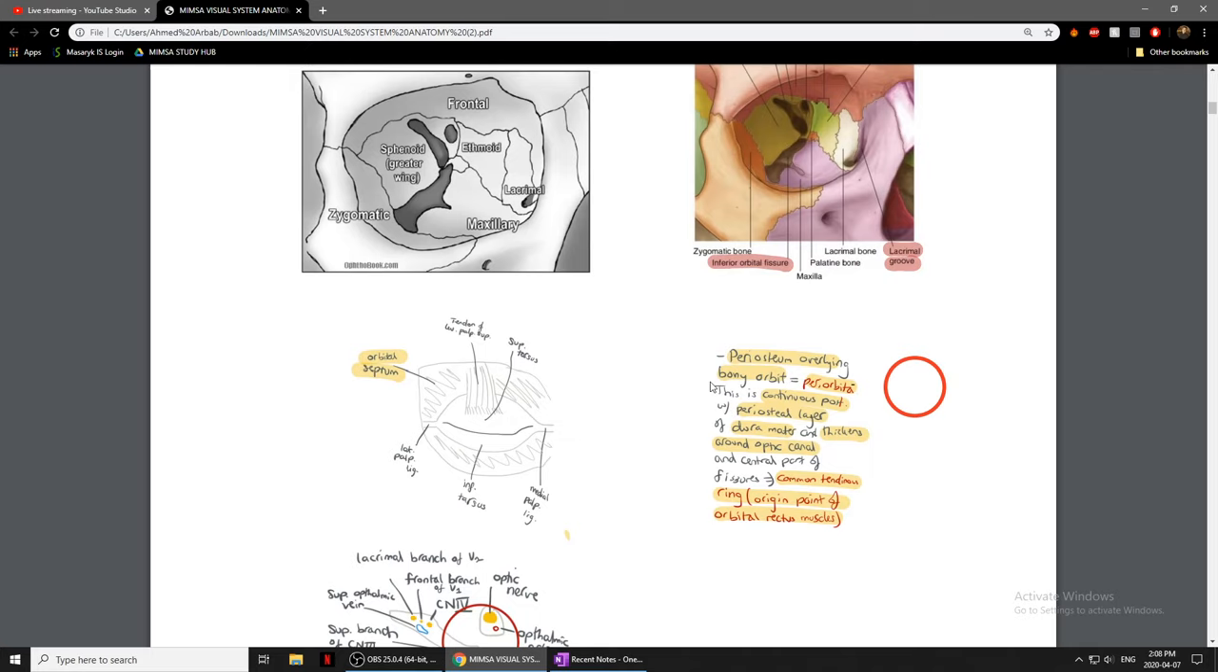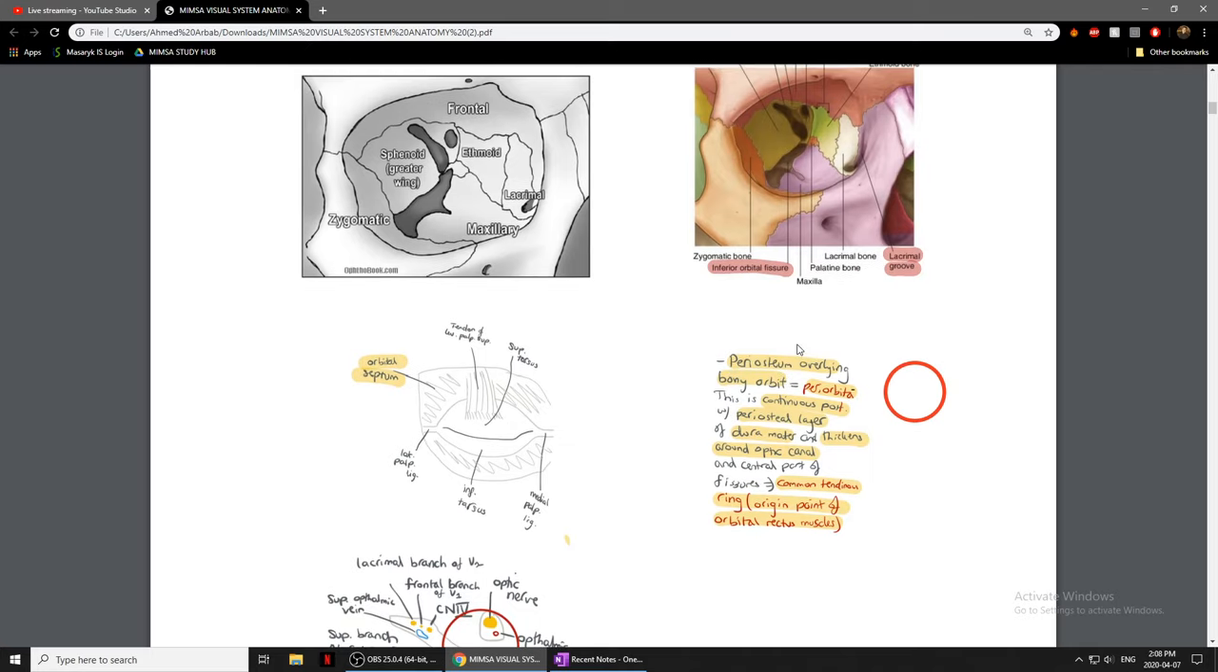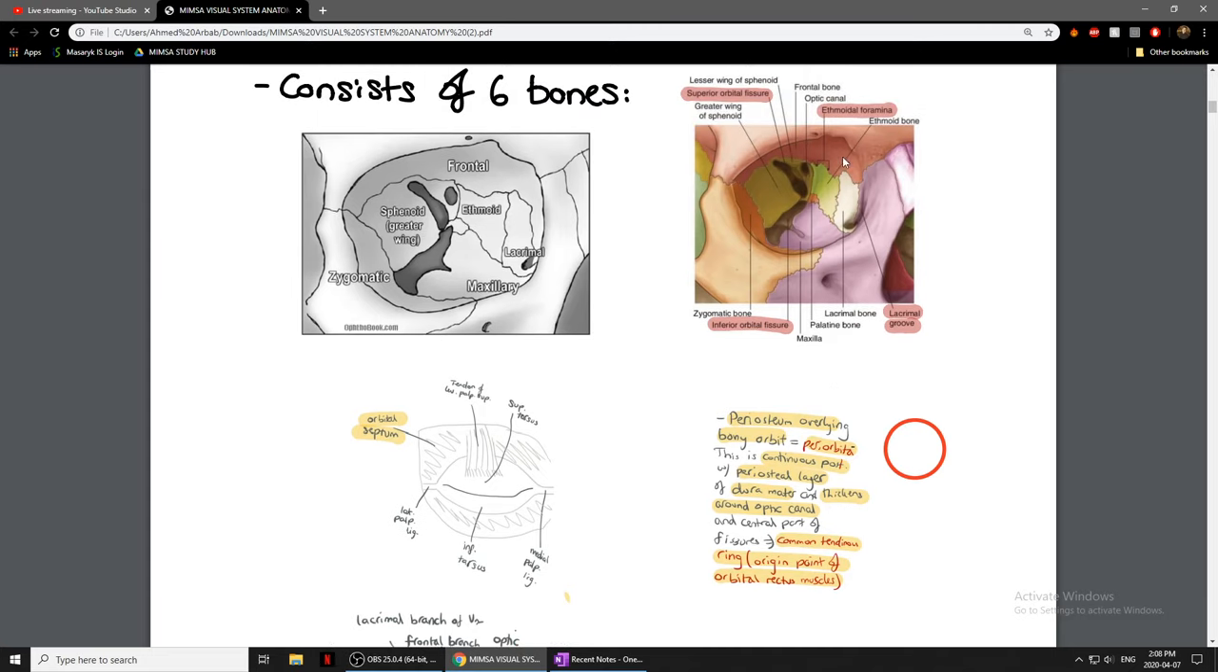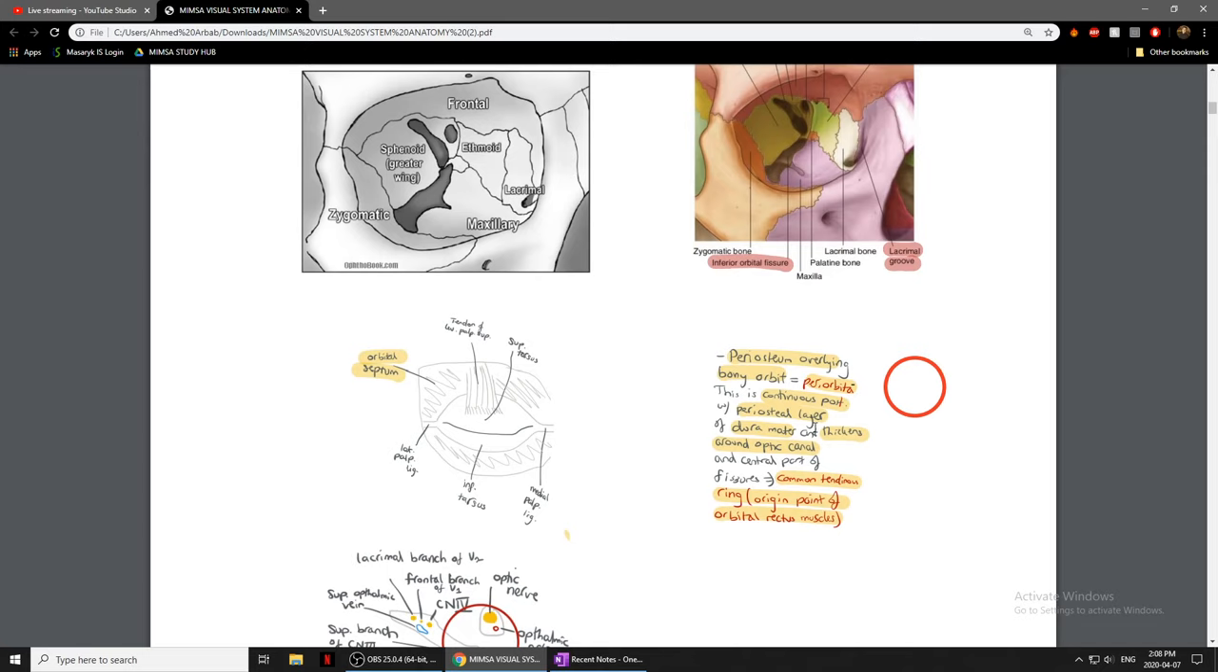Another main and important thing is that the periosteum, so the connective tissue overlying the bone, overlying this entire bony socket, is called the periorbita. And this periorbita is actually continuous posteriorly with the periosteal layer of the dura mater. So I don't know if you guys did the meninges yet, but the dura mater is the outermost covering of the structures of the nervous system. And it is just a thick layer of connective tissue that protects the brain and spinal cord.